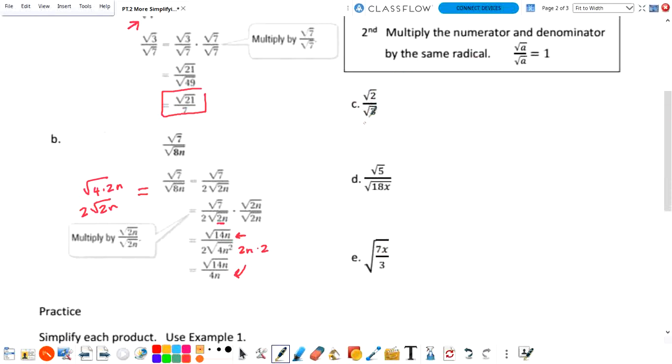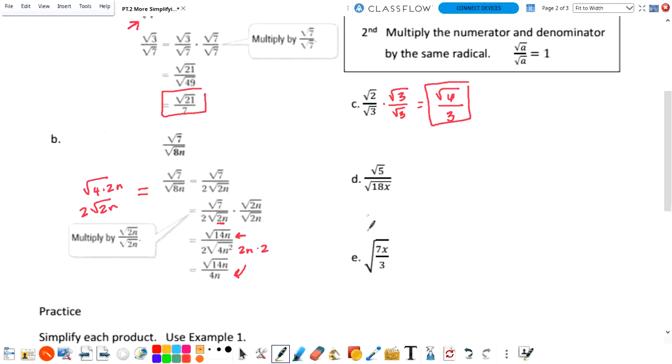All right, now let's actually put some of this to work. So the square root of 2 over the square root of 3, right? We're trying to get rid of the denominator, so we're going to multiply both by the square root of 3. So the square root of 3 times the square root of 3, we know is going to give us a perfect square of 3. Right? We know 3 times 3 is 9. The square root of 9 is 3. So this is your final answer.